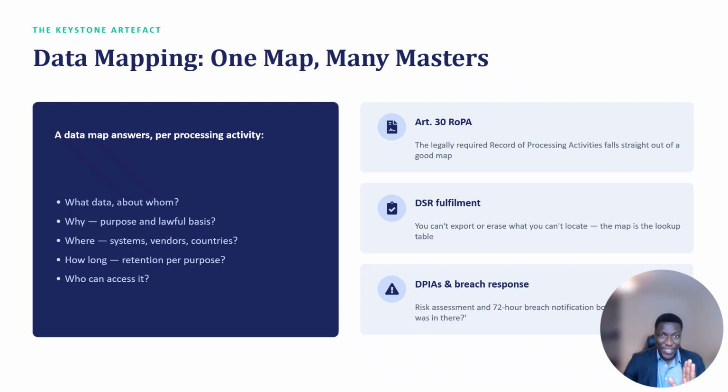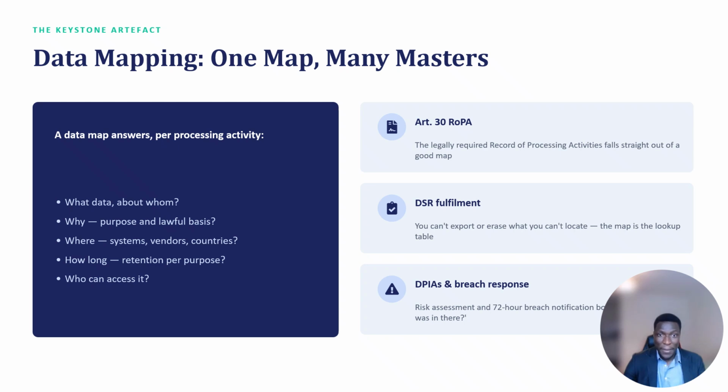Article 30's record of processing activities, which most organizations are legally required to maintain, falls straight out of your data map. Data subject requests depend on it. You cannot export or erase what you cannot locate. So the DPIA also starts from your data map. And also, when you have a data breach, the 72-hour clock starts ticking.